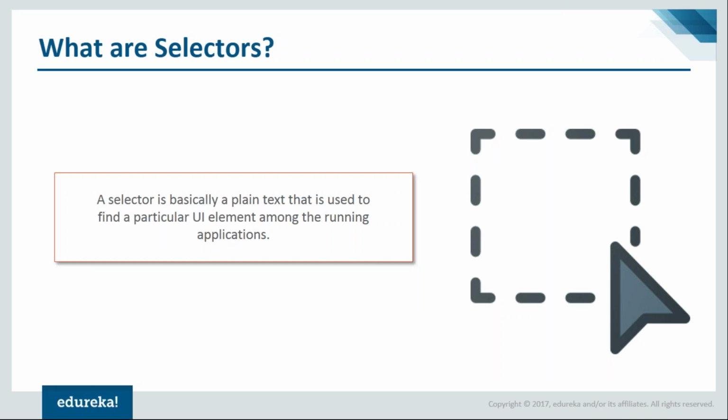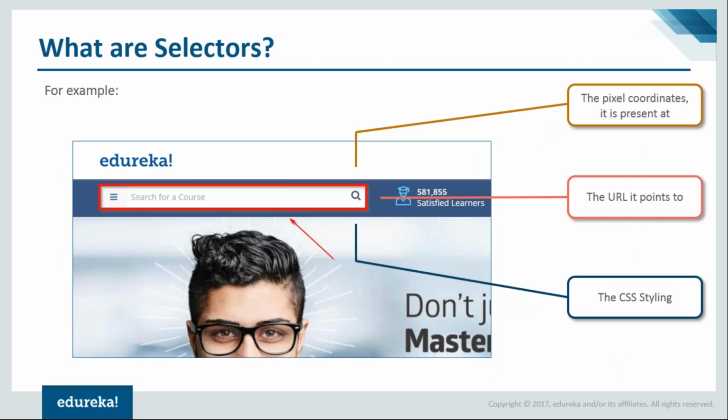If you were to tell it to a computer, you would do that using plain text or code, right? For example, if you want to identify an element on a website, let's say for Edureka, there is an element which is a search box on the website. Now, if I want to tell the computer that this is the element to identify, let's see how the computer would actually identify this particular element.